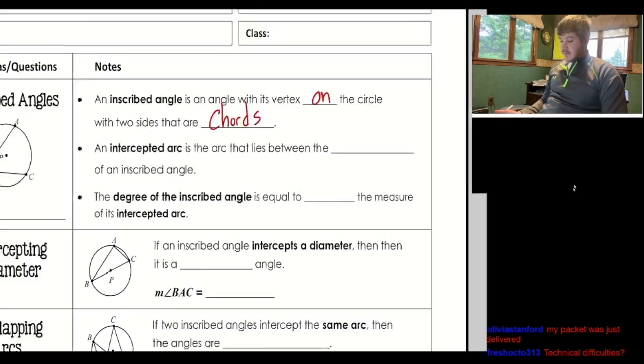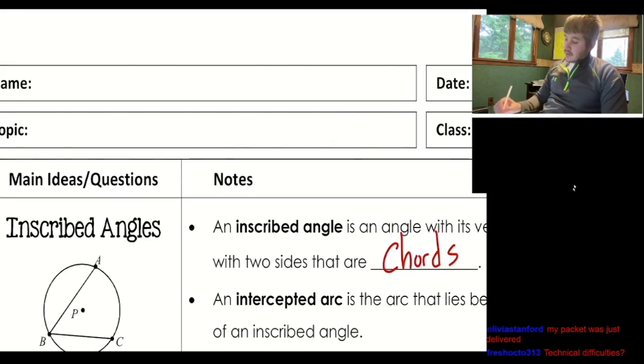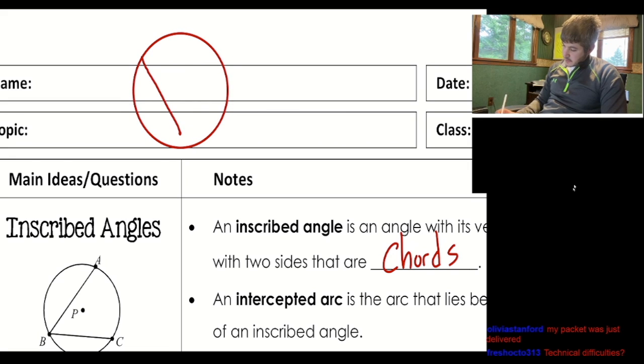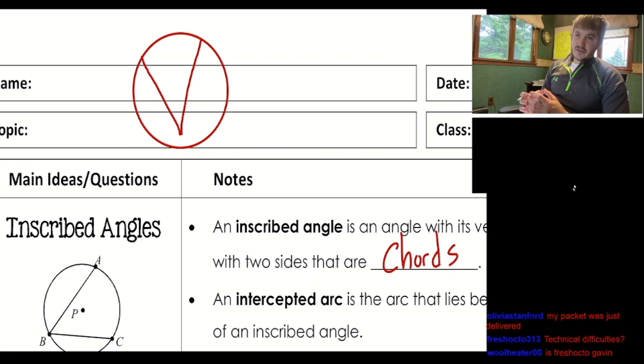Just be very careful. It has to be on the circle. So if it's really close to the edge over here, it's just inside the circle, there's really no relevance to an angle like this that's inside the circle. It has to be on the circle. The vertex needs to be on the circle. Okay?